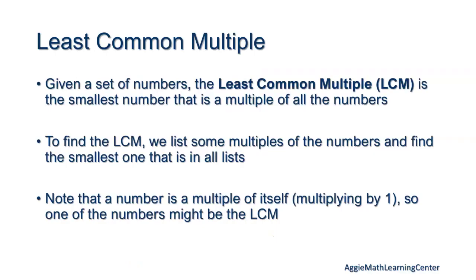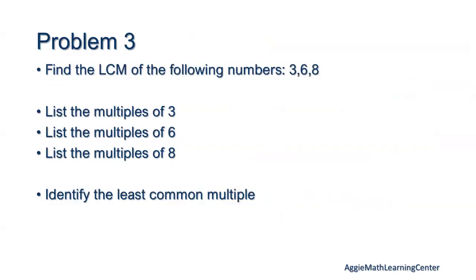Awesome. Okay, least common multiple sometimes gets confused with greatest common factor, but we're going to talk about them both. Given a set of numbers, the least common multiple is the smallest number that is a multiple of each of the numbers. To find the least common multiple, we list some multiples and find the smallest one that is in all lists. Note that a number is a multiple of itself, multiplying by 1. So one of those numbers might be the least common multiple. Okay.